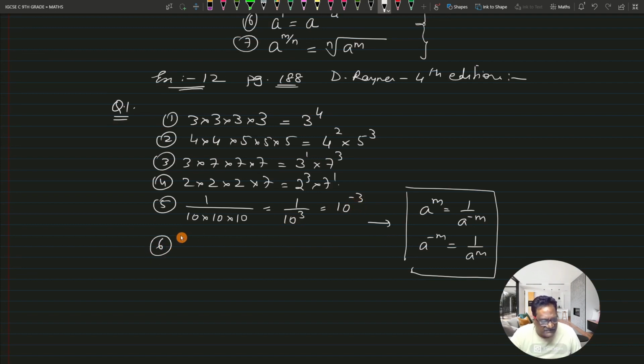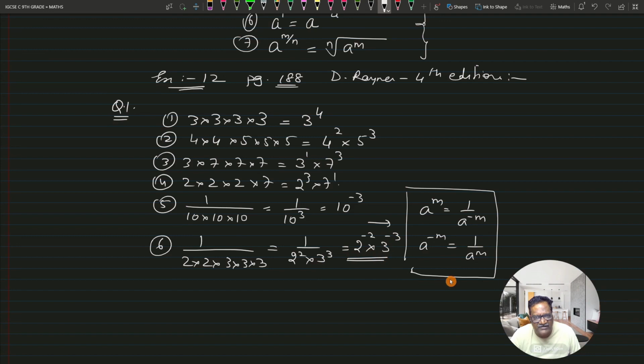The sixth question is 1 upon 2 times 2 times 3 times 3 times 3. Okay, this can be written as 1 upon 2 raised to 2, because 2 is multiplied 2 times and 3 is multiplied 3 times, to 3 raised to 3. Now 2 raised to 2 is in the denominator, so take it in the numerator, it will become 2 raised to minus 2. And again this 3 raised to 3, if you take it in the numerator, it will become 3 raised to minus 3. So this way also you can write.